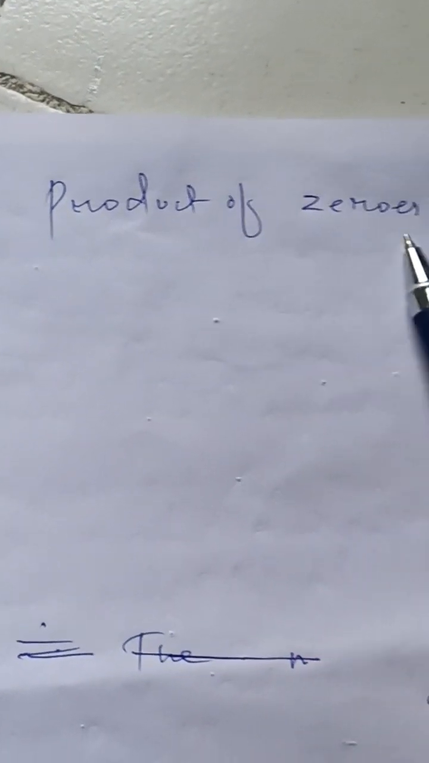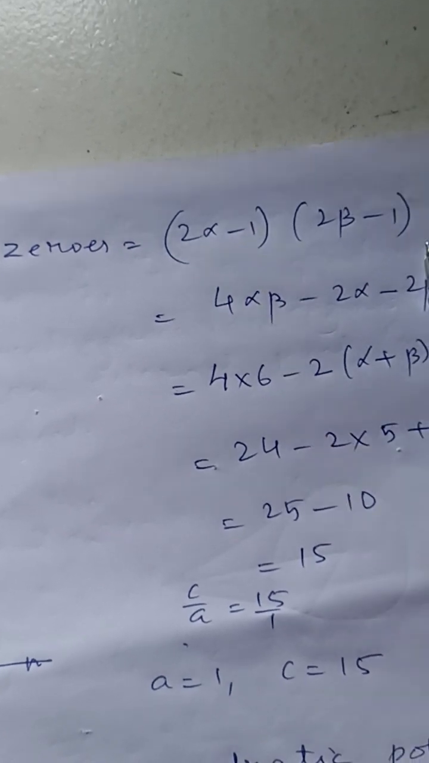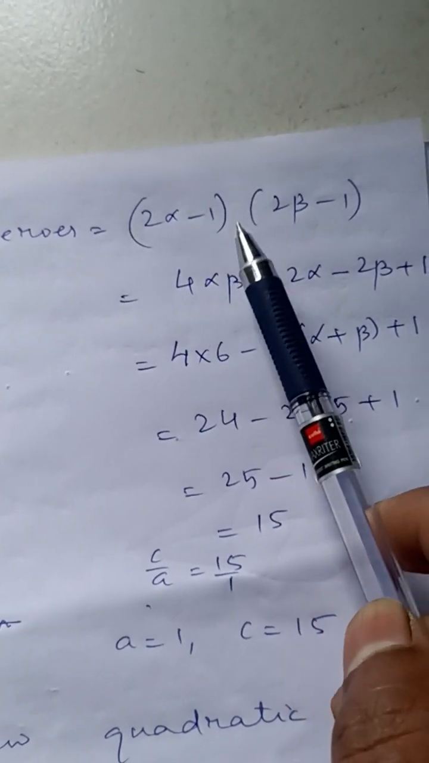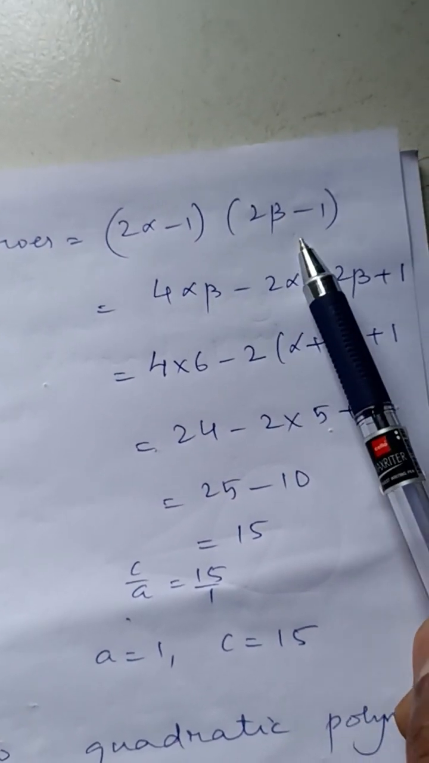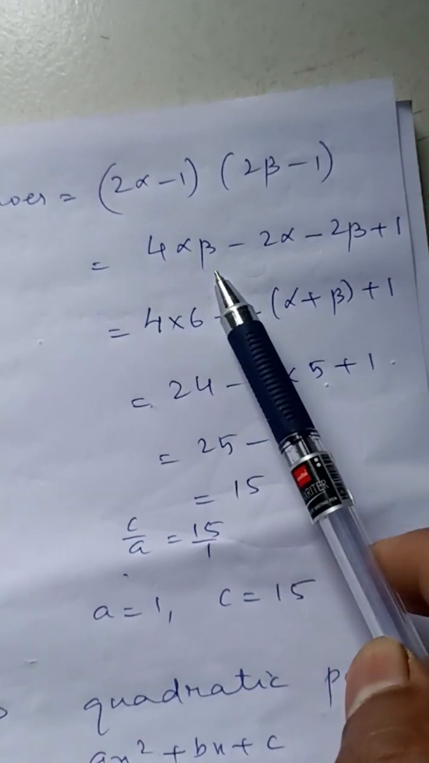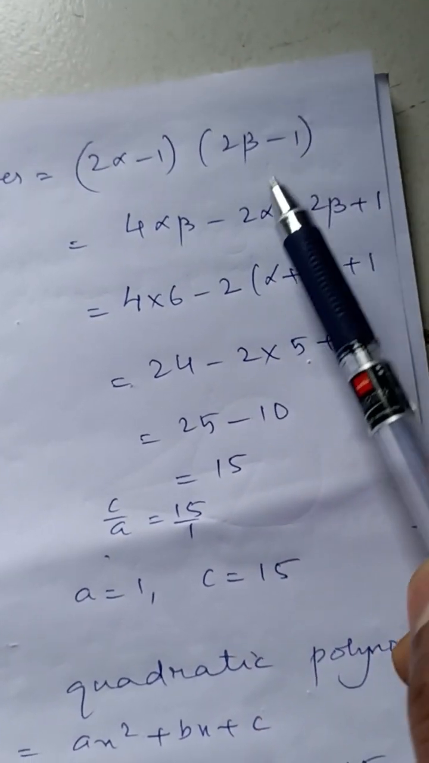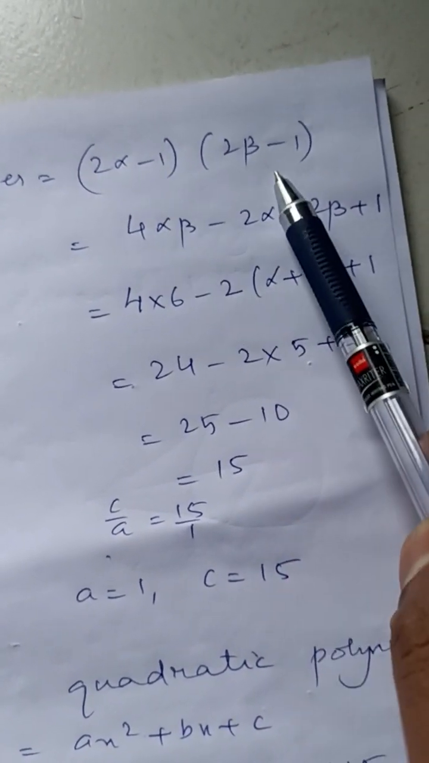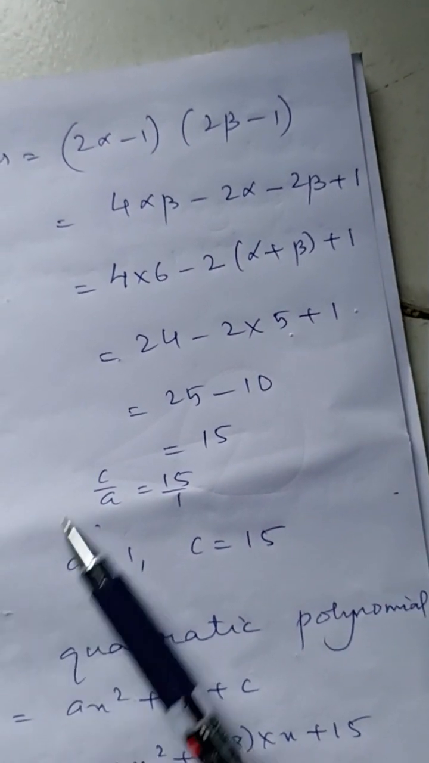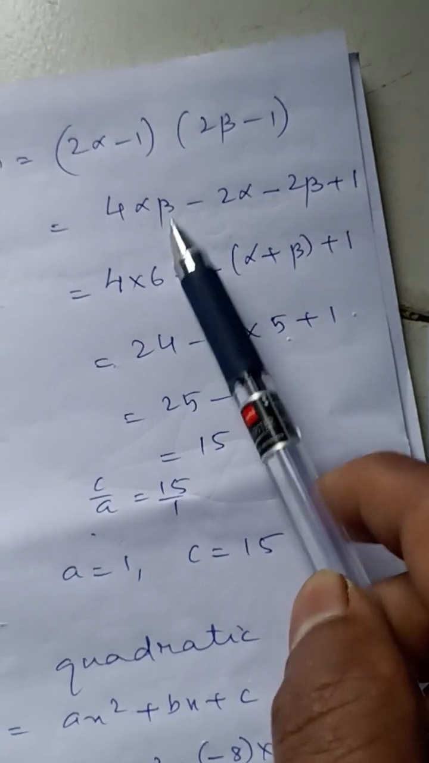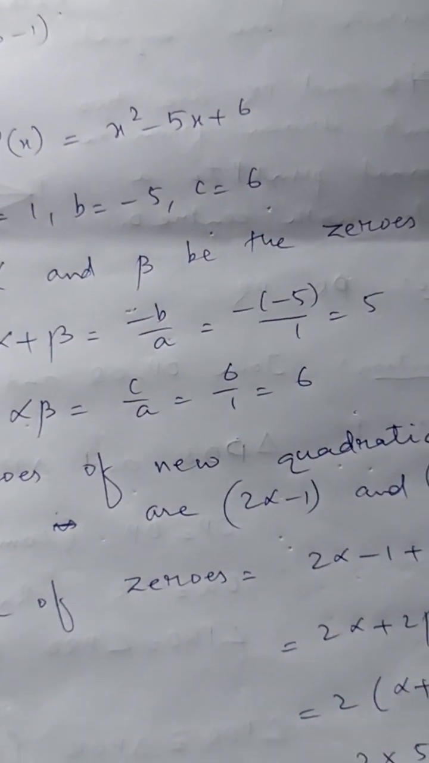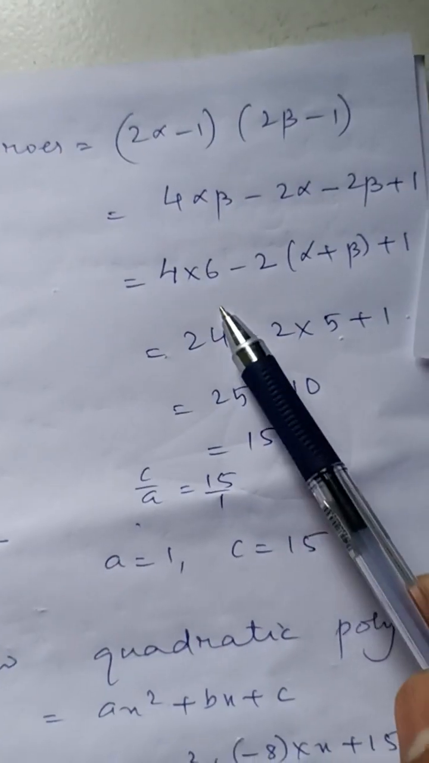So now we'll do the product of zeros, which is the multiplication of the zeros given for the new polynomial. So 2 alpha minus 1 multiplied by 2 beta minus 1. Now turn by turn we multiply: 2 alpha into 2 beta will be 4 alpha beta. 2 alpha into minus 1 is minus 2 alpha, minus 1 into 2 beta is minus 2 beta, and the last, minus minus plus, 1 ones are 1. Again 4 alpha beta, and the alpha beta value is already calculated here, which is 6. So we'll replace 6 there.